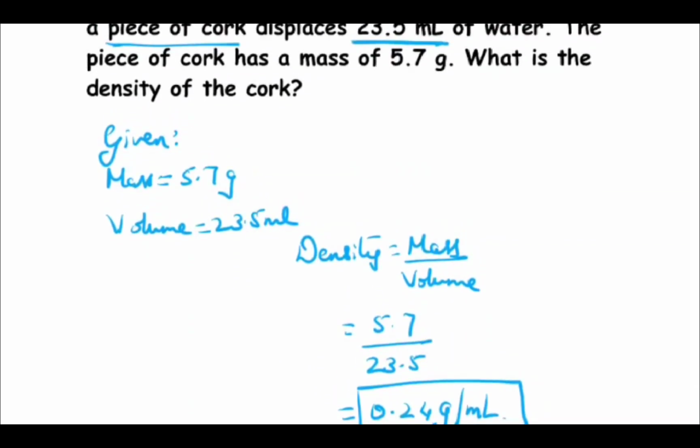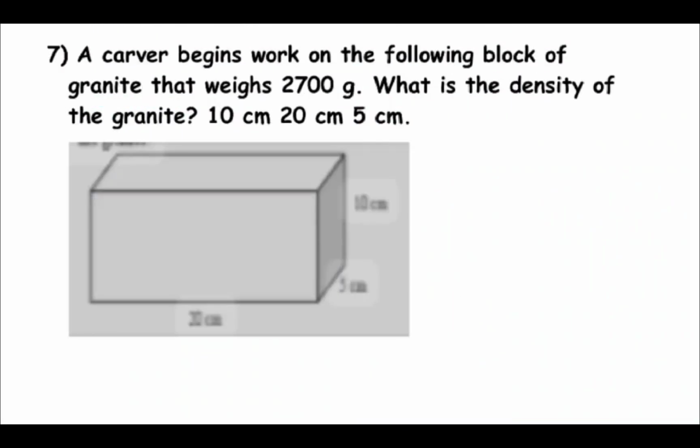Now, a carver begins work on the following block of granite that weighs 2,700 grams. So, given mass, mass is 2,700 grams. What is the density of the granite if this is the volume?